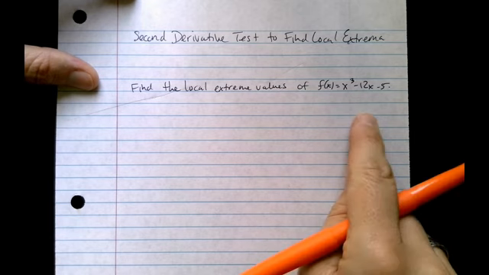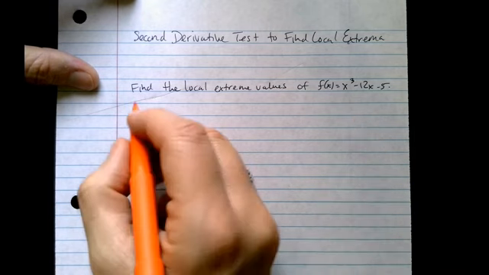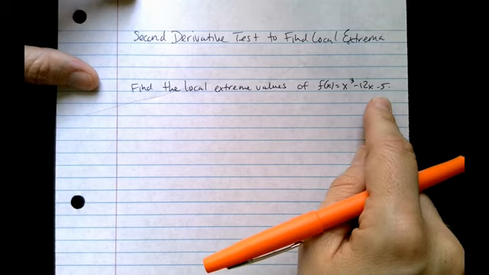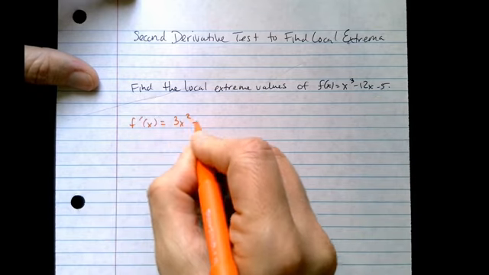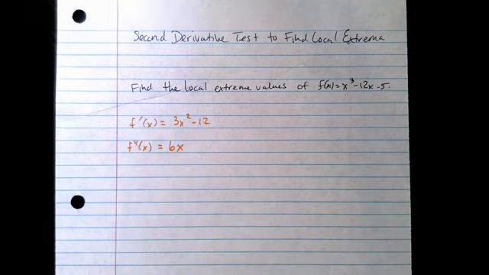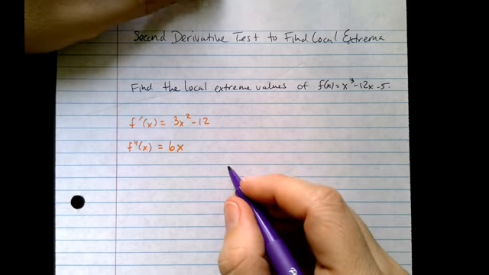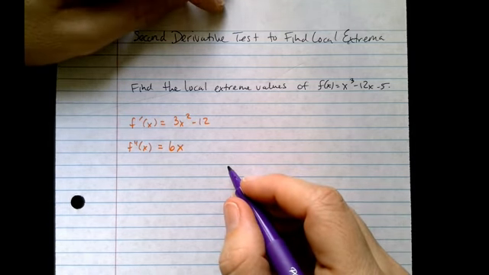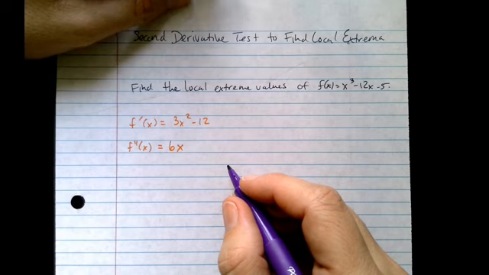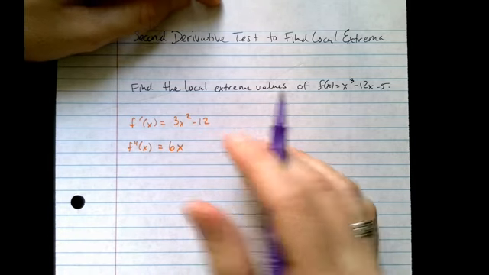Step 1, find your first and second derivative. Now this is a polynomial, so I'm going to use power rule. Now, we need to find the critical points of our possible extremas for this function. So I need to use the first derivative for that.